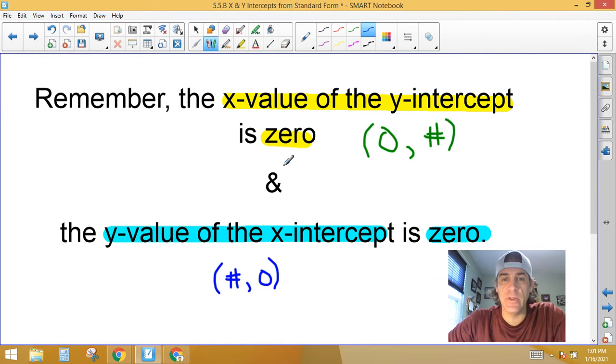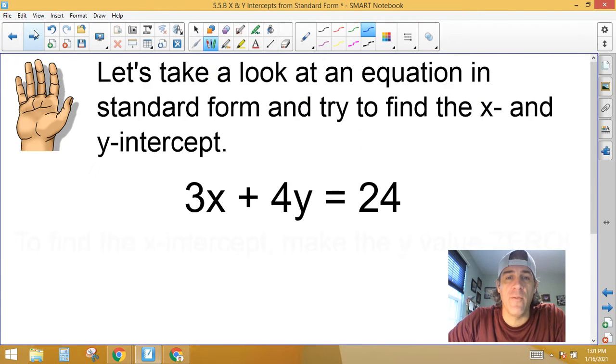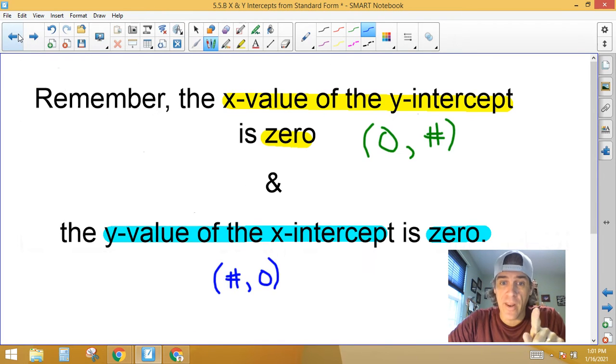It's something we basically talked about earlier in this chapter, but this is just a reminder because now we're going to be able to find this directly from our equations. Remember that if you want to find the x-intercept, the y value is 0, and if you want to find the y-intercept, the x is 0.